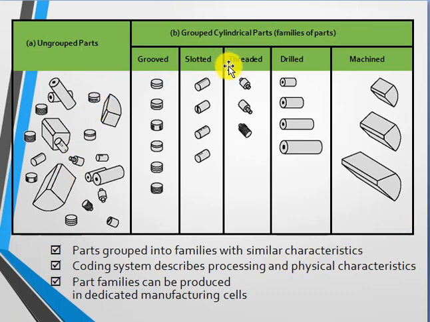This is an example of group layout. So these spare parts, this material, will be grouped by the same shape. They are grouped into families with similar characteristics and will be coded, with a system describing processing and physical characteristics. A part family can be produced in a dedicated manufacturing cell.